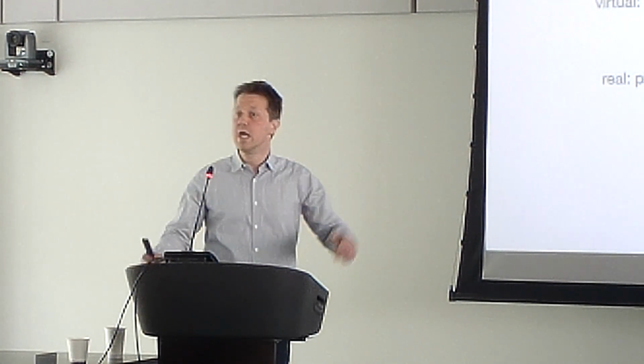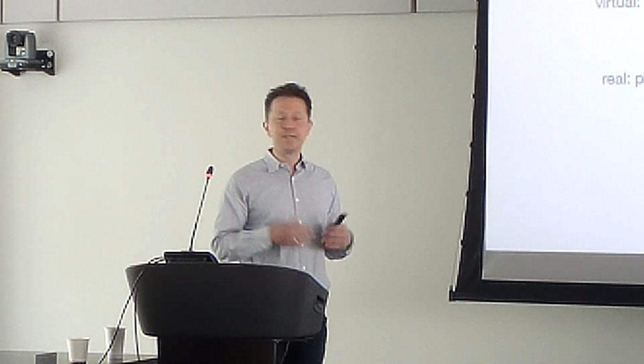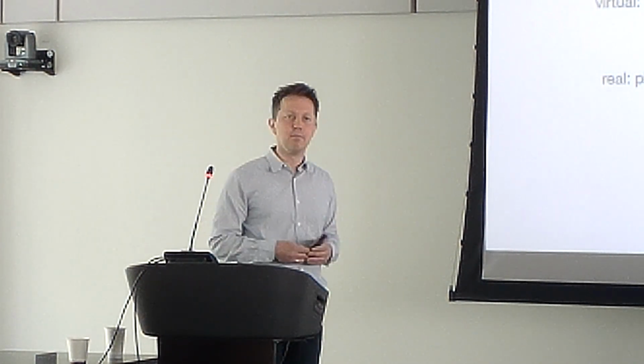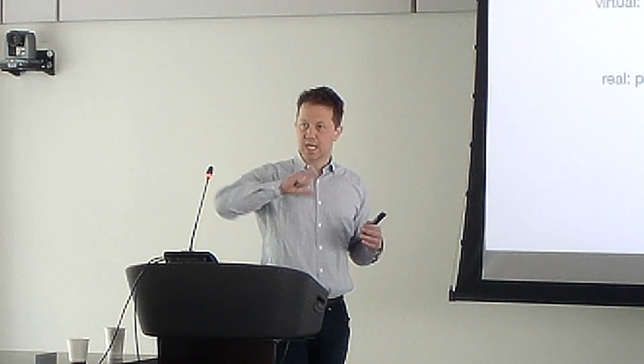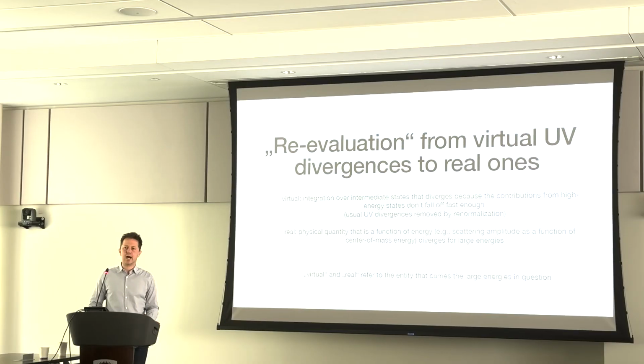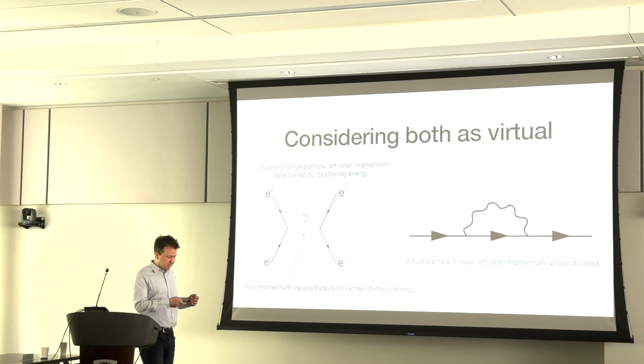Okay, so I labeled these two UV divergences virtual and real, because the entities that carry the large energies are virtual or real. So in the one case we're talking about the divergences coming from the contributions from virtual particles at high energies. In the other case we're talking about the actual center of mass energy of some scattering process. But one can also view both of these types as relating to the energies, or rather four momenta squared, of virtual particles.